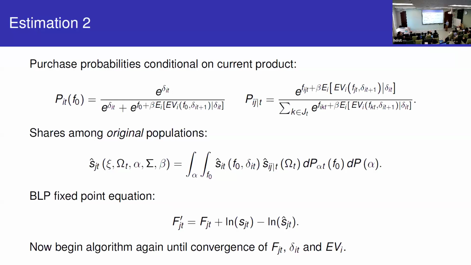Now I can construct these probabilities. This is the probability of buying each period. This is the share of people that buy each period. And then this is the share, given you buy, which product do you buy? And this is the part where I'm filling out that matrix.